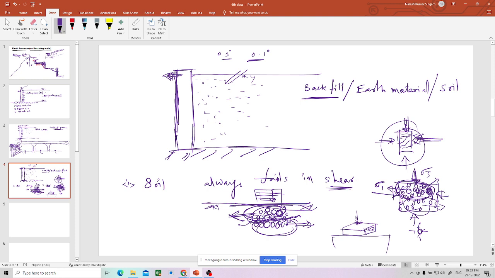That is the reason why it always fails in shear, not in compression. Before it reaches its ultimate compressive strength, it would have reached the shear stress between the particles. That's why the two layers will move in different directions. So that is one thing. First of all, soil fails in shear, and when the soil fails, the structure which is above it will collapse.